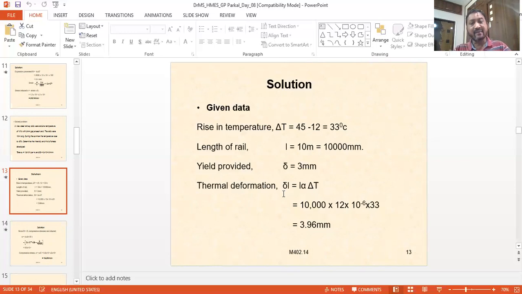So we know that the expansion of the rail, or the thermal deformation delta L, is equal to L into alpha into delta T. Here L is equal to 10,000, alpha is equal to 12 into 10 power minus 6, and delta T is equal to 33. By substituting those values, we get the thermal deformation delta L is equal to 3.96 millimeters.